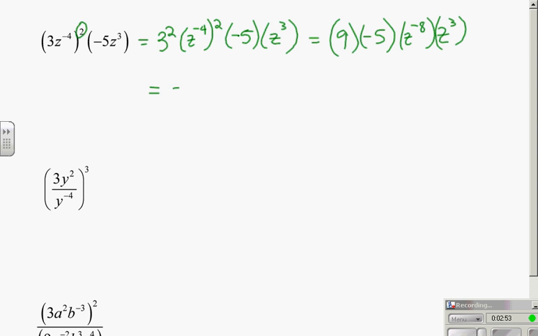Combine your constants, -45, and I'm going to have z to the -8 plus 3, adding, -45 z to the -5. The minus says I need to move it, -45 over z to the 5th.